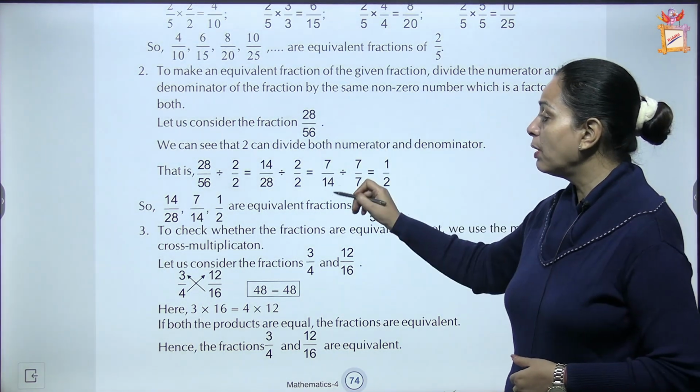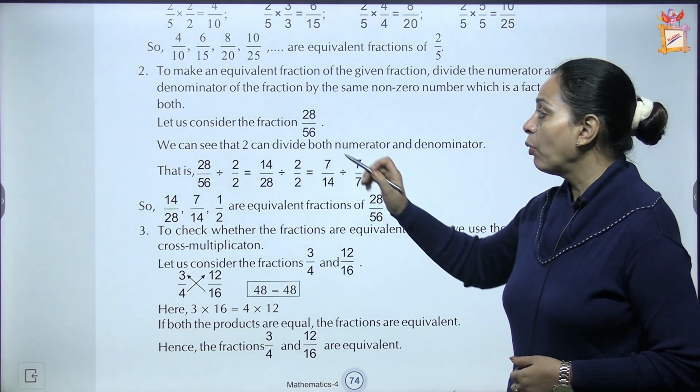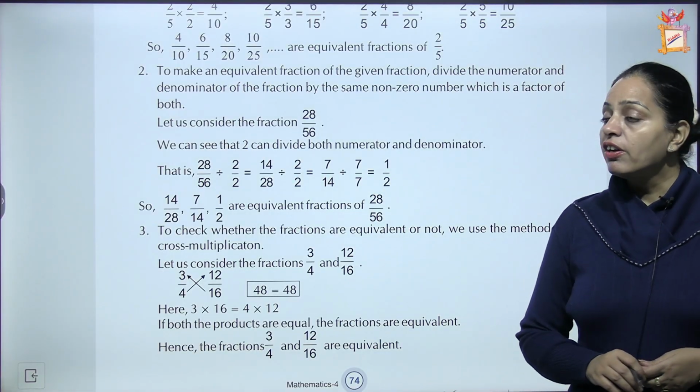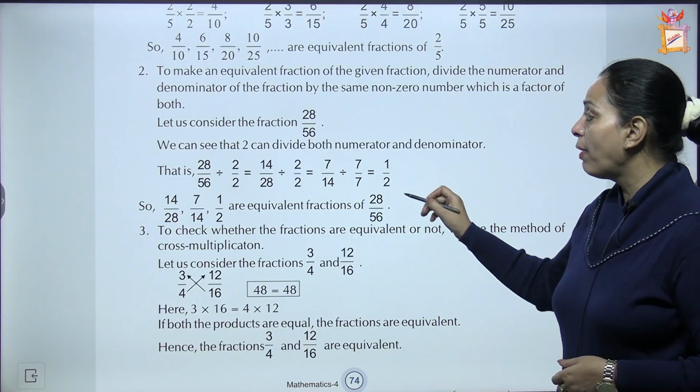Now both are divisible by 4 also. So what we are getting? 7/14. So 7/14 is also an equivalent fraction. Now both are divisible by 7 also. So what we are getting?